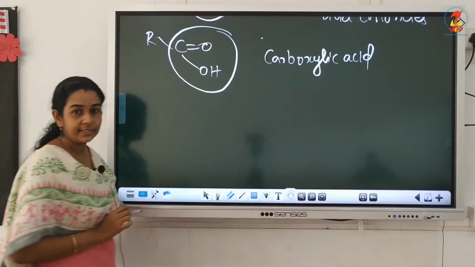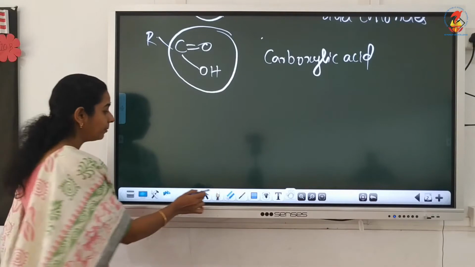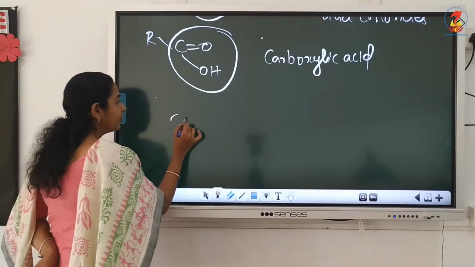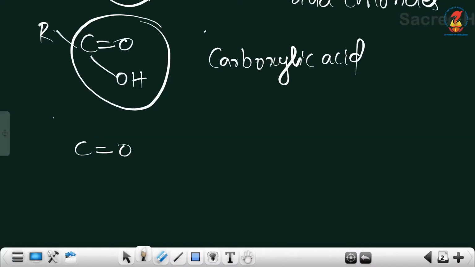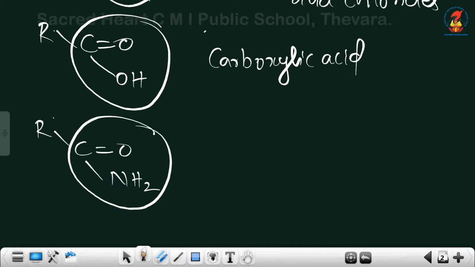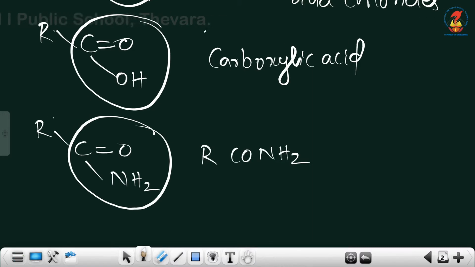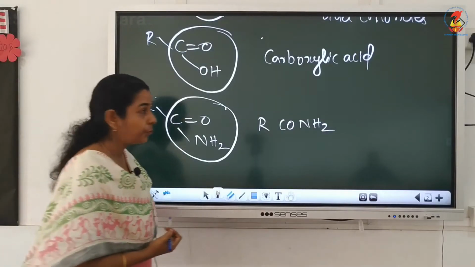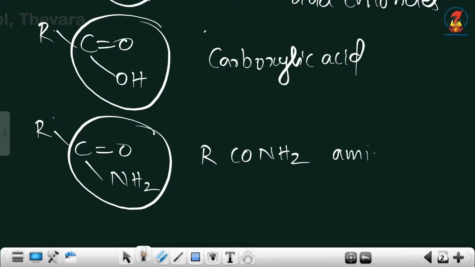Okay, that is the next example for a carbonyl compound. The next is if the C double bond O group is surrounded by an alkyl group and one NH2 group, NH2 group is known as amino group, and this functional group is called as amide group. This can also be written as RCONH2. What is RCONH2 group? Class of compounds known as amides.